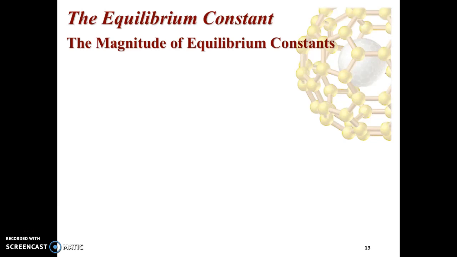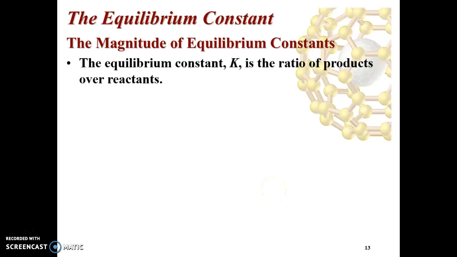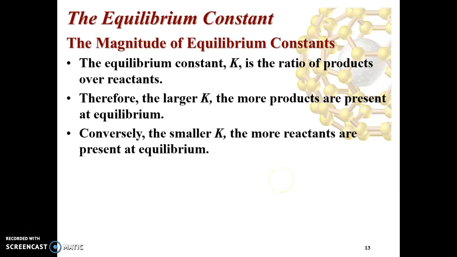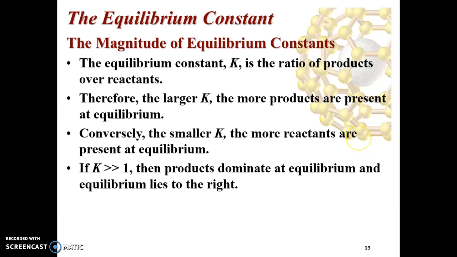Last thing I want to do in this portion of the video is take a look at just the magnitude of the equilibrium constant. So remember that it's a ratio of products to reactants. So a larger K must mean that you favor the numerator, so you have more products. Conversely, a smaller K means that you have a bigger denominator, so that means you're going to favor the reactants. If K is really, really much larger than 1, that means the products are dominating the equilibrium. It lies to the right. It lies to the product side. That means it is closer to being 100% complete than not.